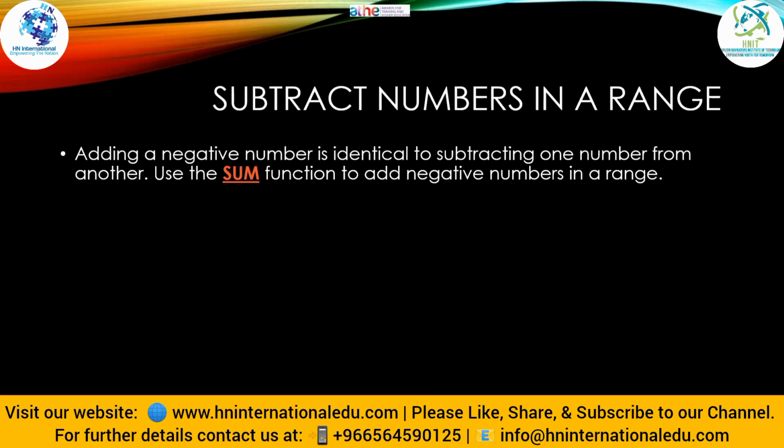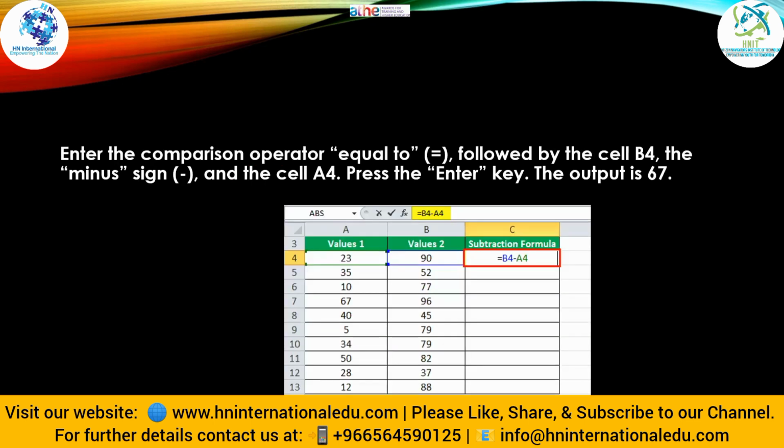The next thing is subtracting numbers in a range. Adding a negative number is identical to subtracting one number from another. Using the SUM function to add negative numbers in a range is a simple way. When you have two minus numbers, it will automatically add them, because in mathematics minus and minus makes plus. So the addition of two negative numbers results in a negative number, and let's see this by comparison.